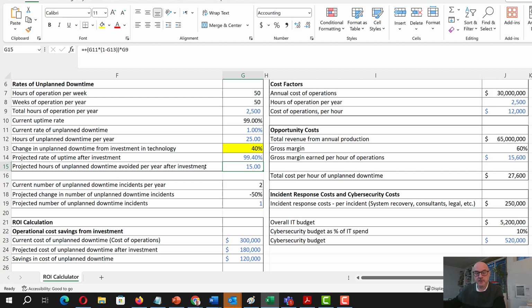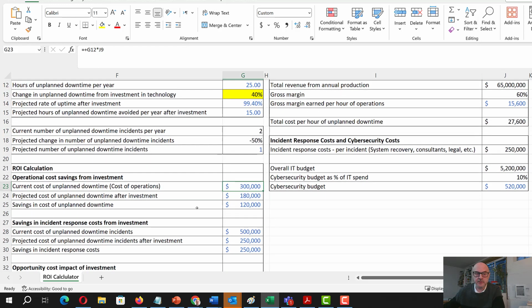Now the question is, so that's great, but what does that mean in terms of money? Well, now we go to the cost factor side of the equation. This client says that their cost of operations is $30 million a year. At 2,500 hours of operation per year, that means that their unplanned downtime is costing them $12,000 per hour. In other words, they're currently wasting $300,000 a year on unplanned downtime.